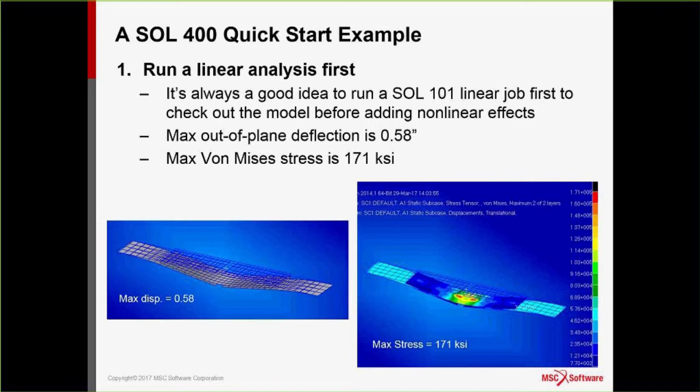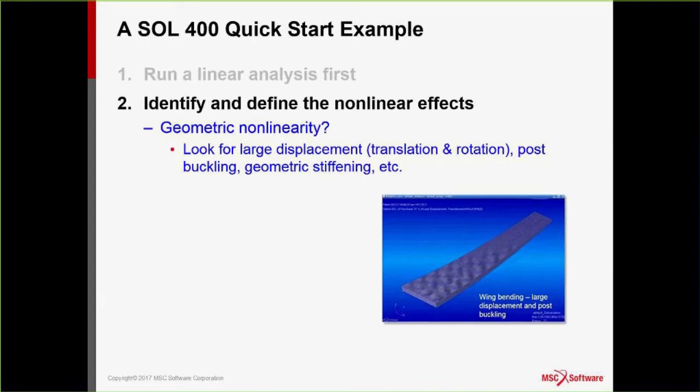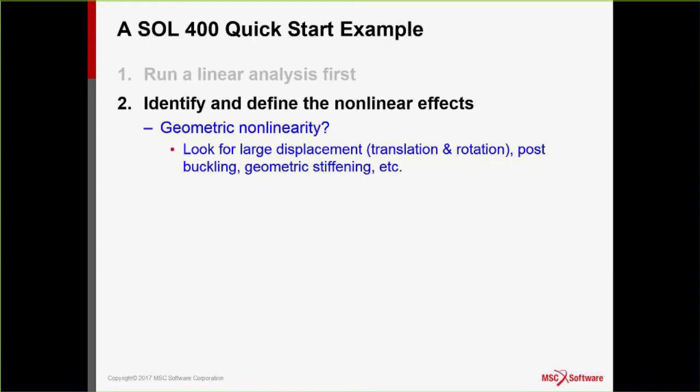Okay, so now that we've run our linear analysis, we made some observations, and we decided, yeah, it warrants a nonlinear analysis. But first of all, let's identify what the nonlinear effects are. The first one, let's talk about geometric nonlinearity. What you're looking for in geometric nonlinearity are things that rotate and move a lot. They buckle and continue to buckle past the initial buckling, geometric stiffening, geometric softening.